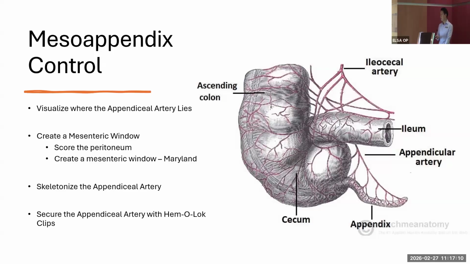You have to score the peritoneum first, because if you don't score the peritoneum, no matter what dissection you're going to do, it's not going to split the peritoneal layer. Just score the peritoneum, you get to the subperitoneal fat, and it's much easier to create your mesenteric window.